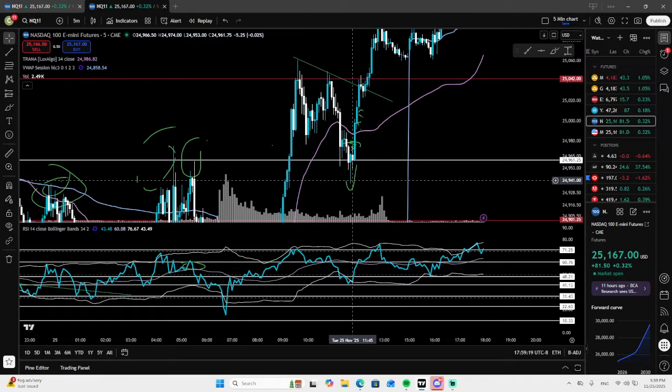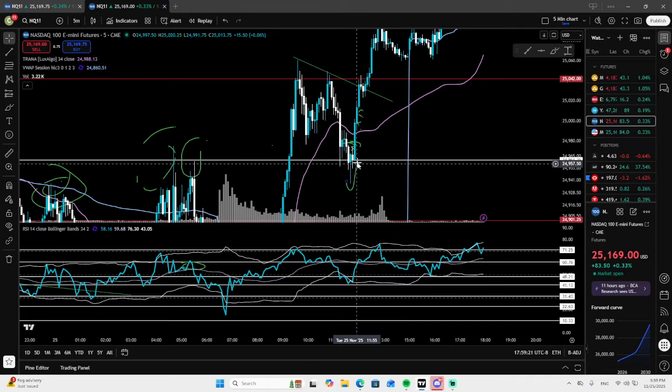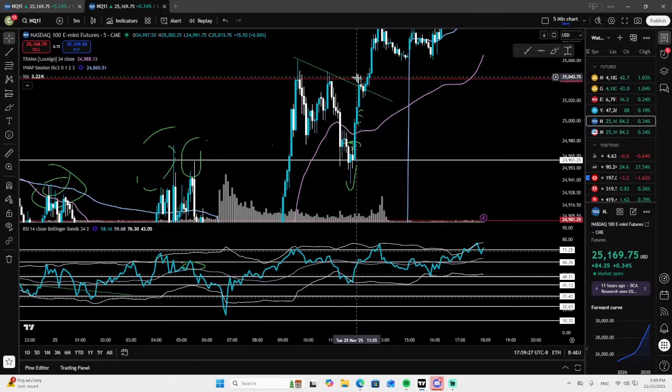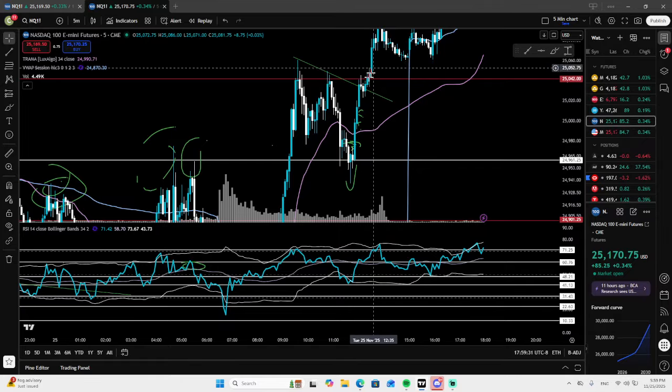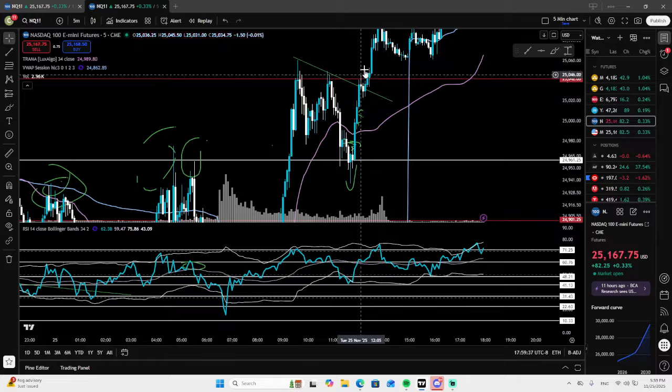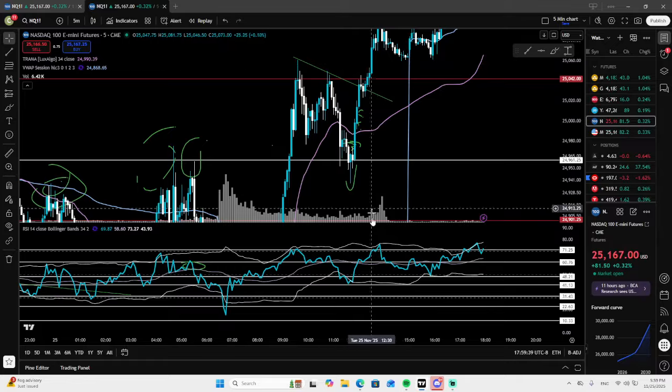Correct. And buyers did step in heavy. But what are we doing here? We are getting a little pullback. What are we doing here on the RSI? Oh, right there we broke median. Exactly. Remember, this is where sellers have to step in.